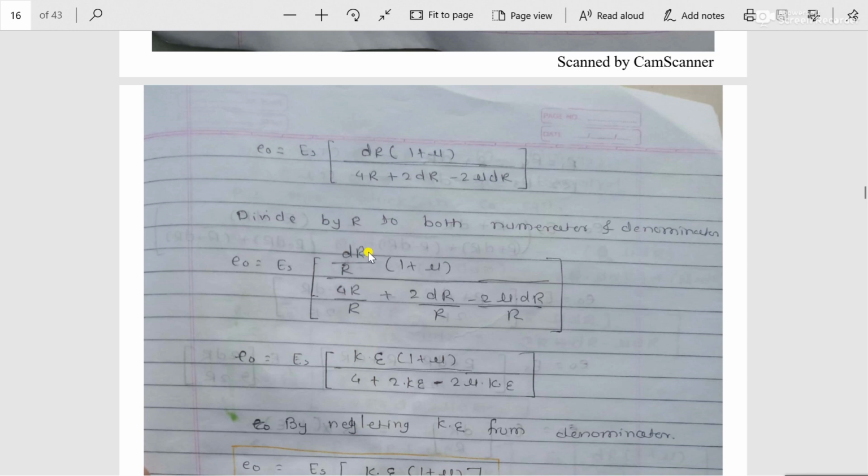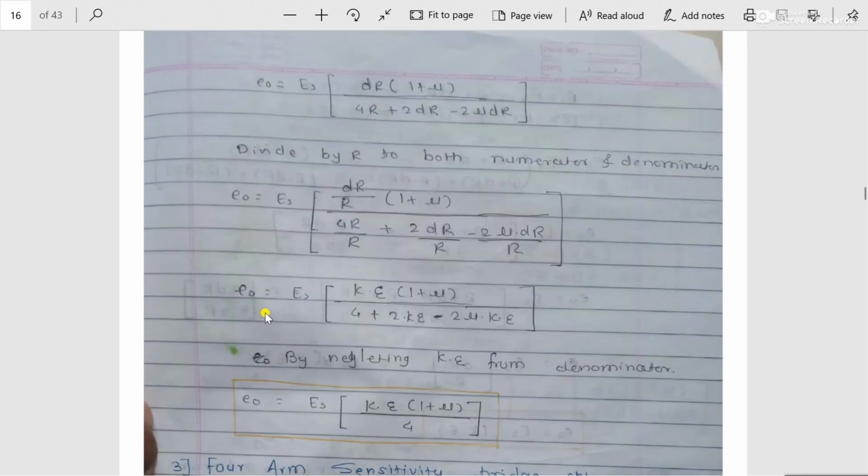Then as we know that this delta R upon R is equal to k into epsilon, the next equation becomes E0 is equal to Es in bracket. From this delta R upon R I have written k into epsilon in bracket 1 plus mu. So from the denominator, this R will get cancelled, only 4 is remaining. Again plus 2 into delta R upon R, and as we know that delta R upon R means k into epsilon, the next step becomes 2 into k into epsilon, this minus sign as it is, once again 2 into mu as it is, and once again delta R upon R is equal to k into epsilon.